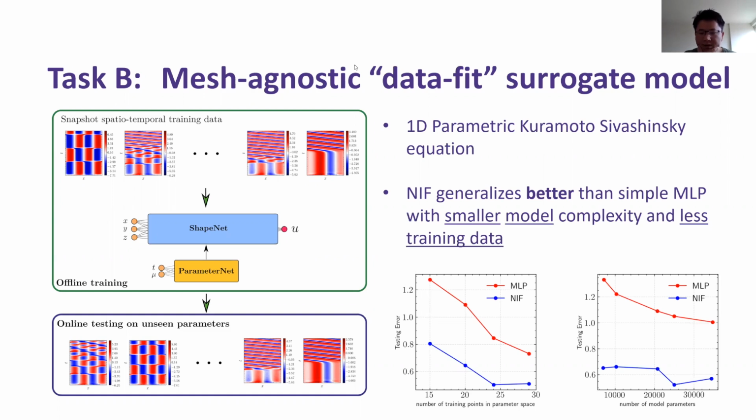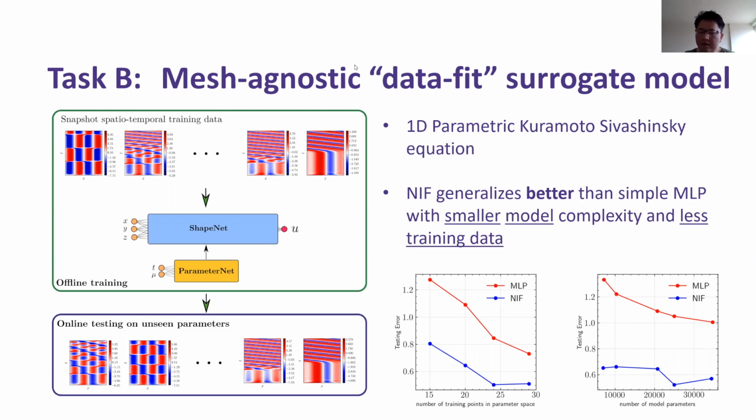Someone previously asked a question about what if I just put t, x and mu all into a simple feed-forward neural network and compared it with Neural Implicit Flow. So how would that work? As you can see on the bottom right, the red line for the MLP corresponds to that vanilla idea, the simple straightforward idea. When you change the number of training data, NIF gives you better generalization.